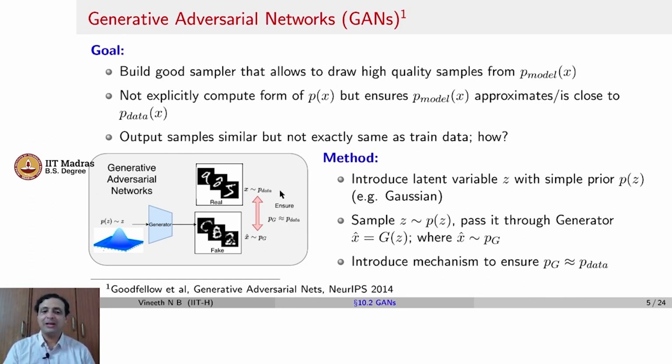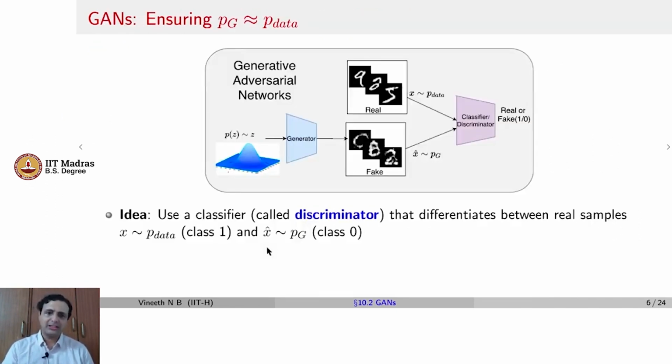The challenge in implementing this is that we are not imposing any particular parameterization on PG or P data. So we have to find a way to ensure that PG becomes close to P data without knowing what kind of distribution it is. Remember, here the Gaussian is only an input vector. We are not assuming any Gaussian or any parameterization on your P data and PG distributions. So how do we go about ensuring that PG is more or less close to P data?